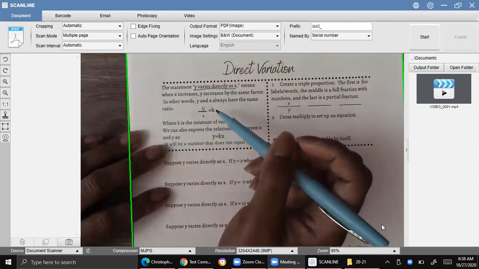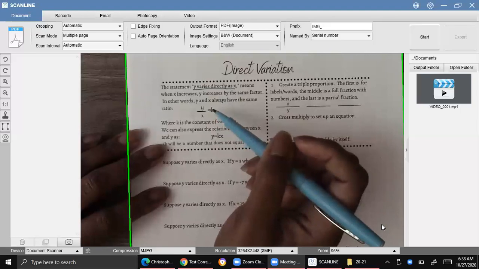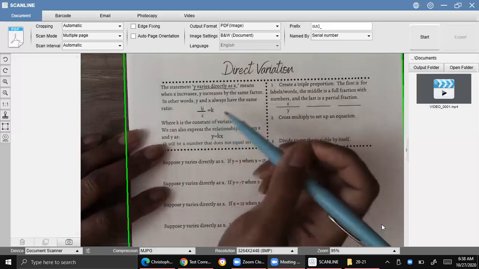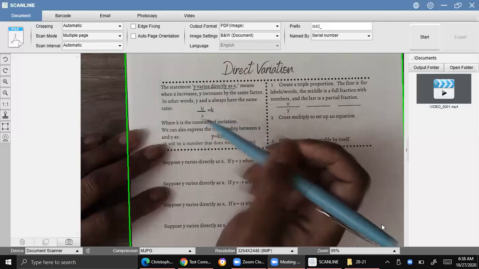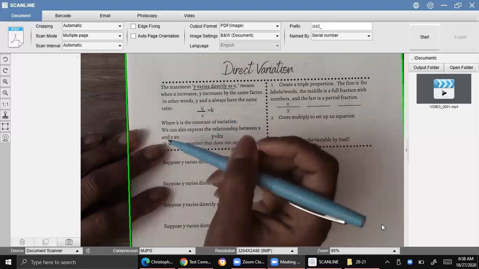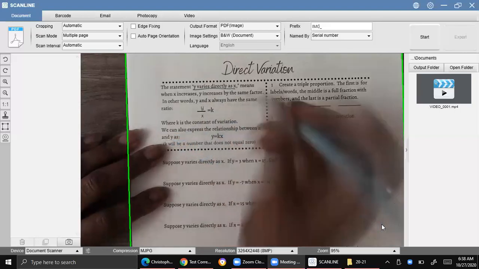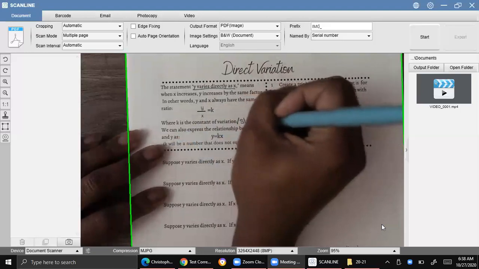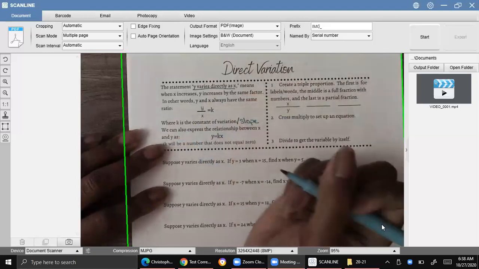Little different from slope where it's y2 minus y1 over x2 minus x1. Now it's just y over x, y over x, y over x, and make sure that they all simplify to the same thing. Where k is the constant of variation. So k is basically your slope, okay? K is the constant of variation, which is basically your slope. That's how we would think of it.